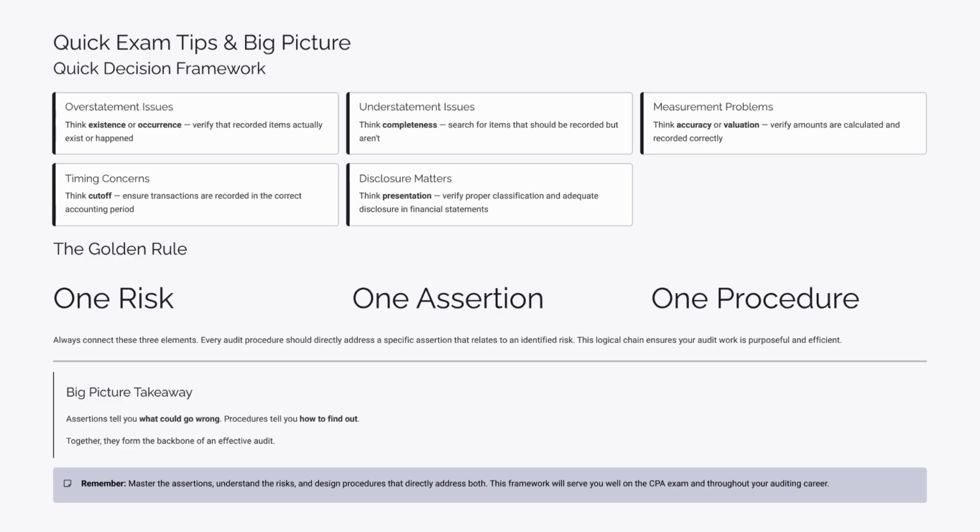9. Big picture takeaway. Assertions tell you what could go wrong. Procedures tell you how to find out. Together, they form the backbone of an effective audit.